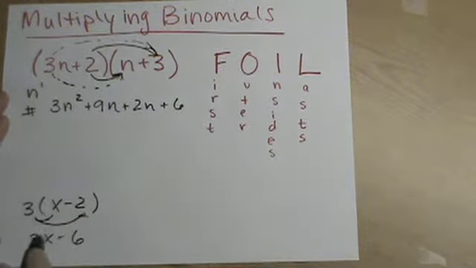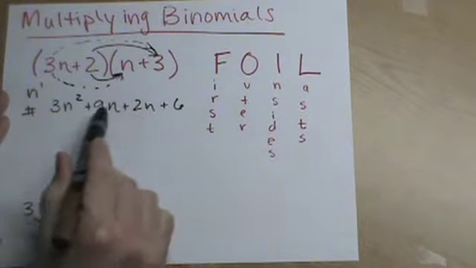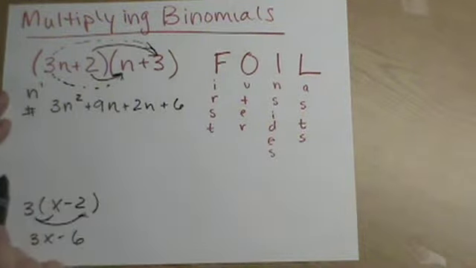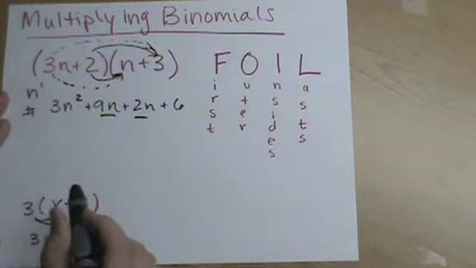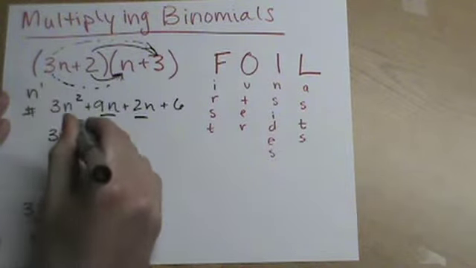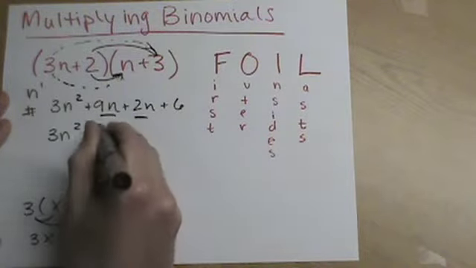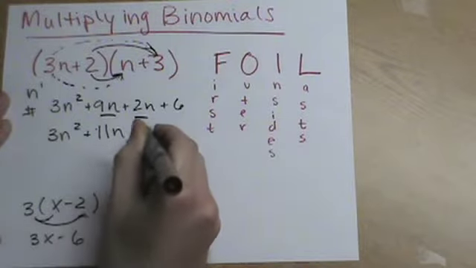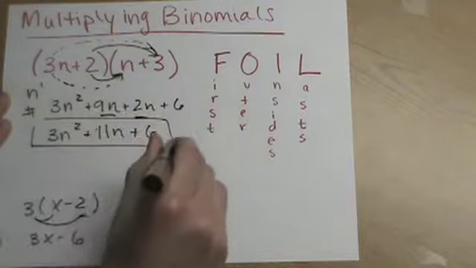Now we need to combine this whole trinomial. See, there's an n squared, 2 n's, and then a number. So we need to combine these two plain old n's. We'll rewrite n squared, and 9 plus 2 is 11. So we have 11n plus 6, and this is our answer.